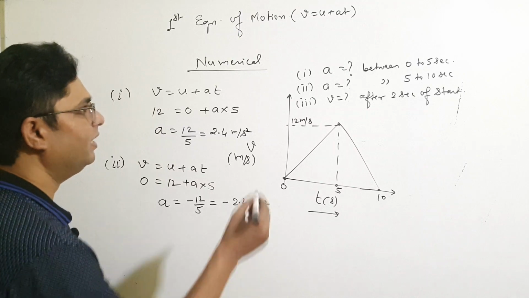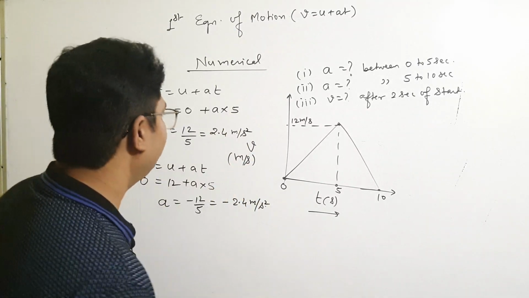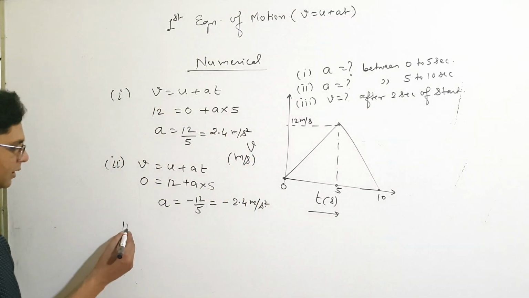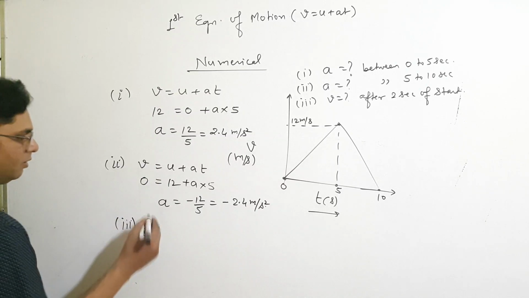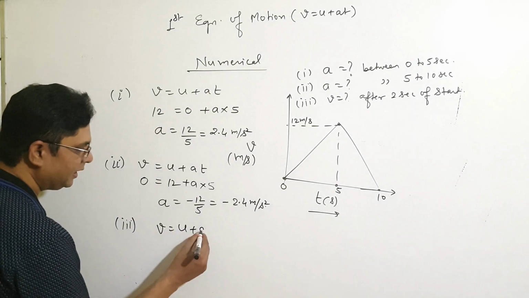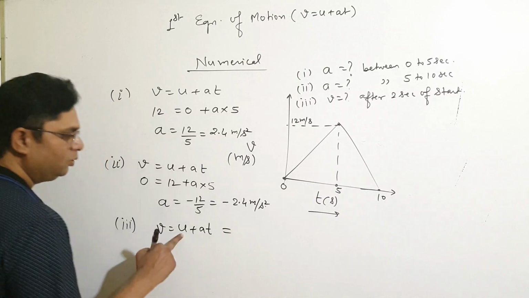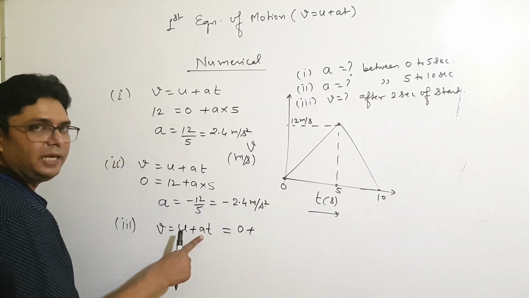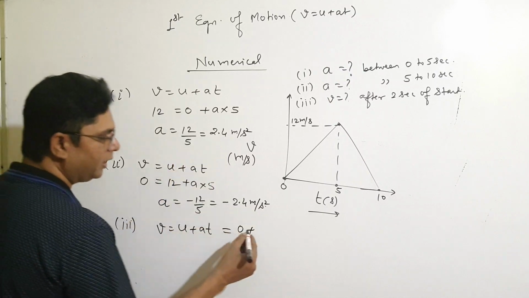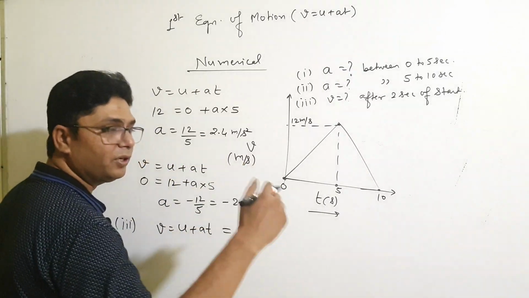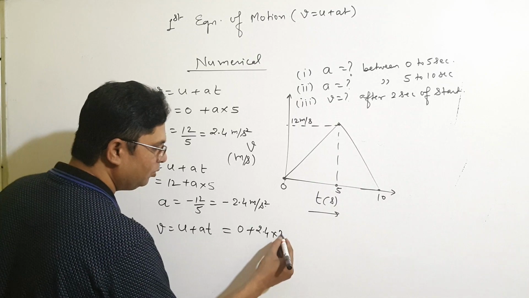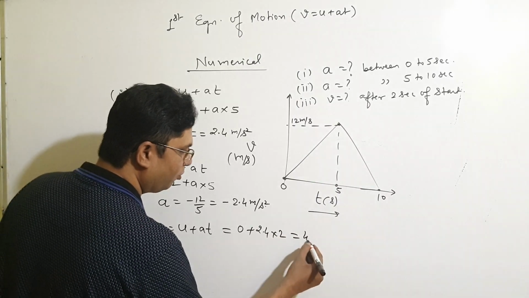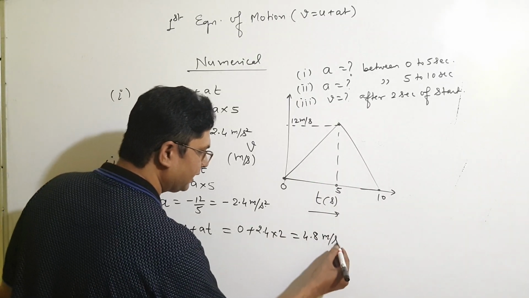Next you have to find the velocity after 2 seconds of start. So number third, v is equal to u plus at. What is u? When it starts, initially it is 0. And what is a? a is 2.4. So write here 2.4. And after 2 seconds means the time is 2. So you have 4.8 meter per second.